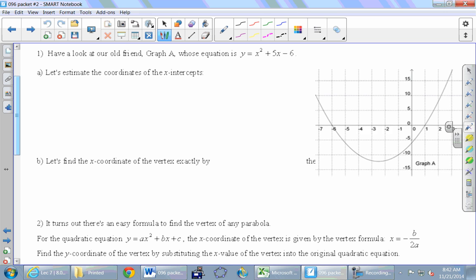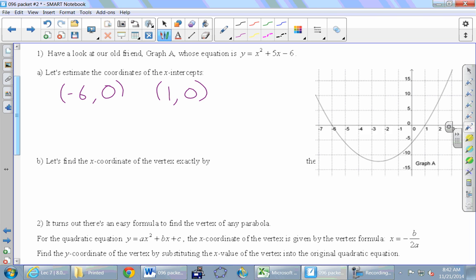Okay, so we've seen this graph before. Let's write down the coordinates of the x-intercepts. What are they? So we got -6, 0, two coordinates, right? And 1, 0. So we've seen that before. We could find those by factoring the original quadratic, but we'll just grab them from the graph.